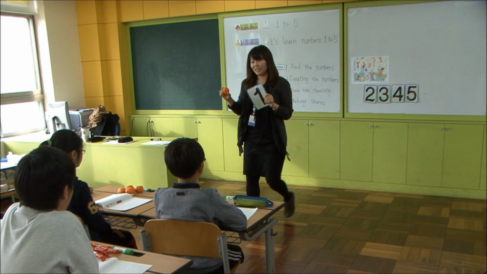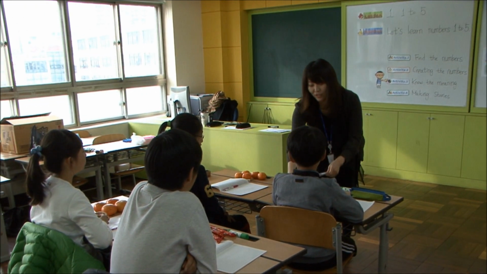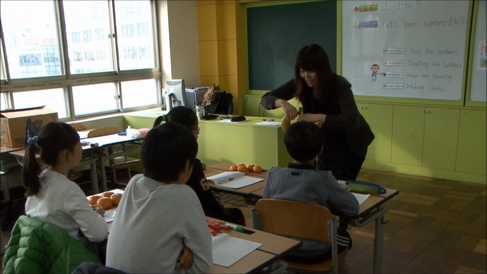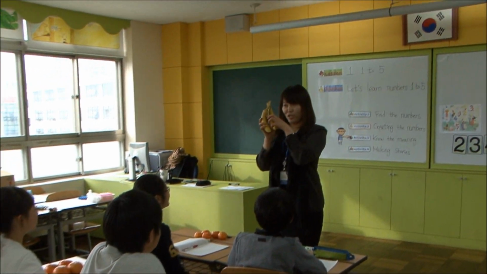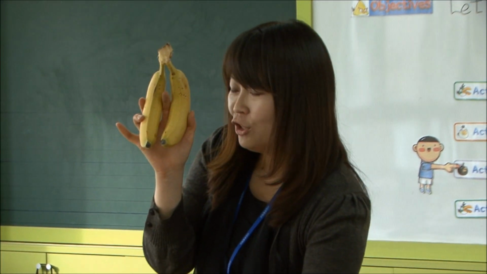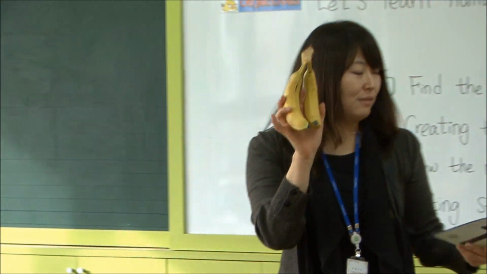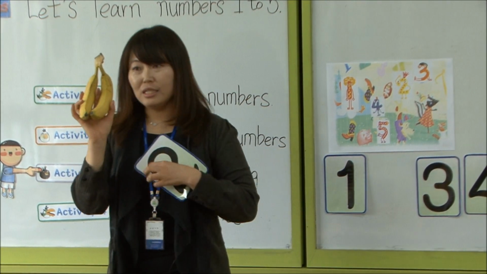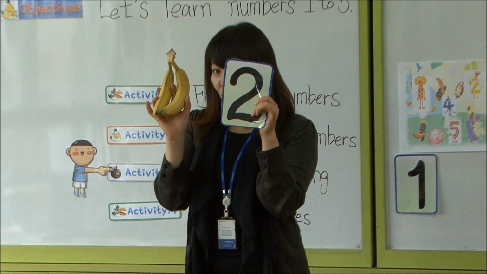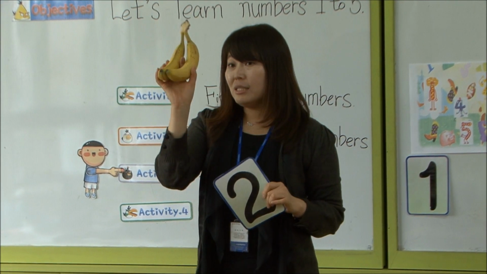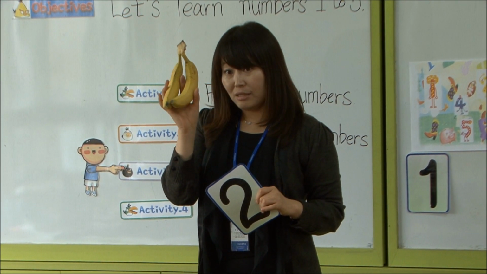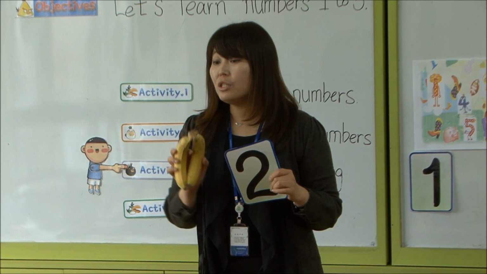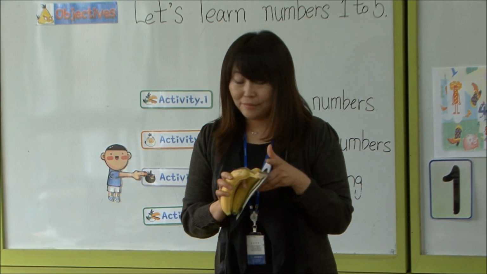Then how about this one? Two bananas, right, two bananas. Then we can say two bananas is number two. Two has this meaning, two bananas, right? Two bananas, or two tangerines, right?